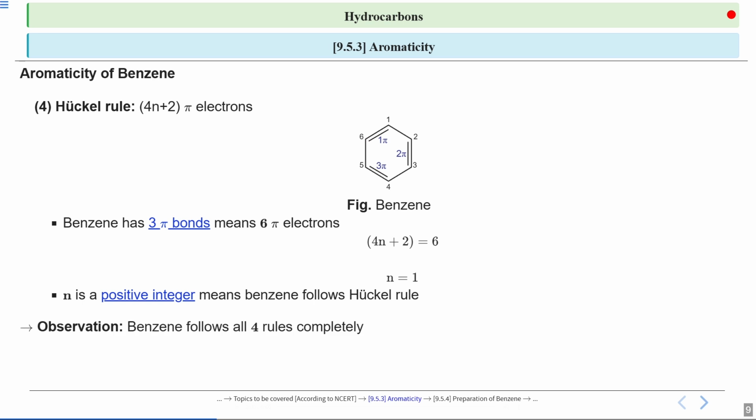So, what we have observed so far is that benzene follows all the four rules, including planarity, cyclic nature, conjugation, and Huckel rule.